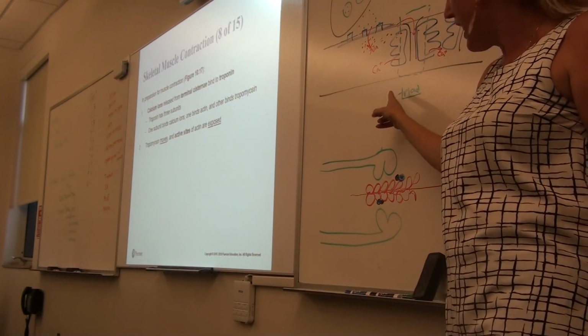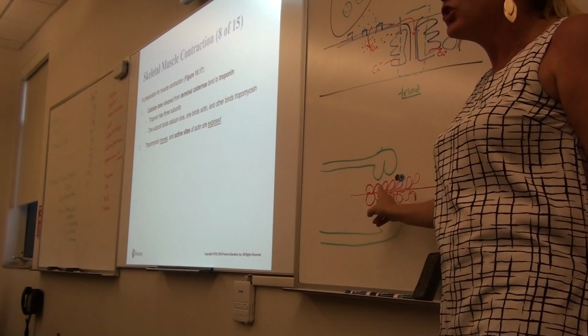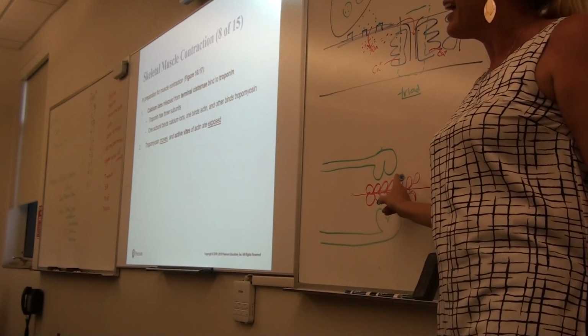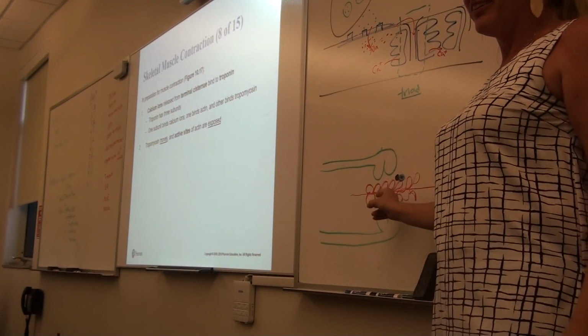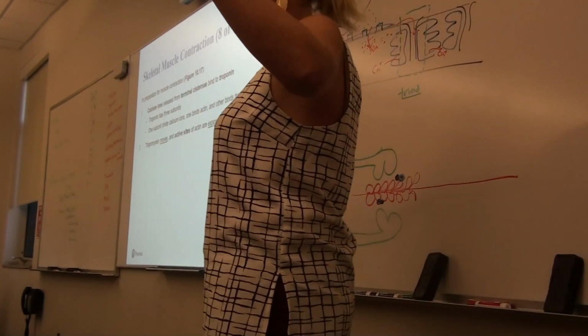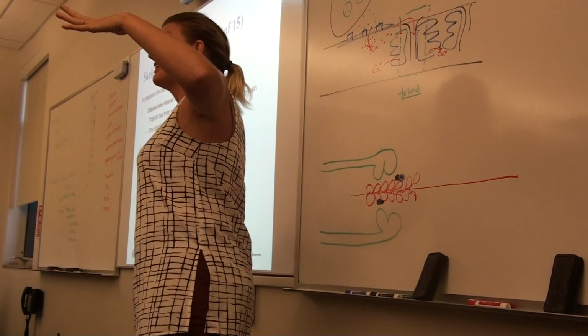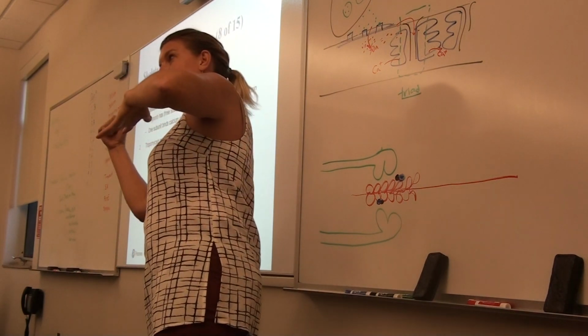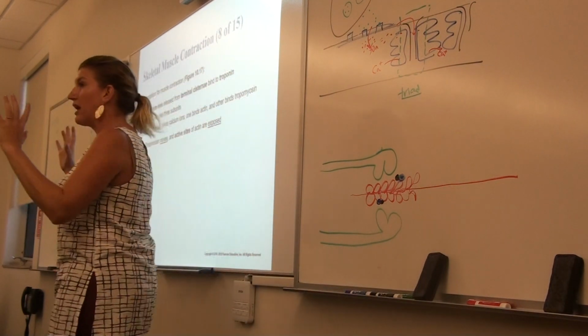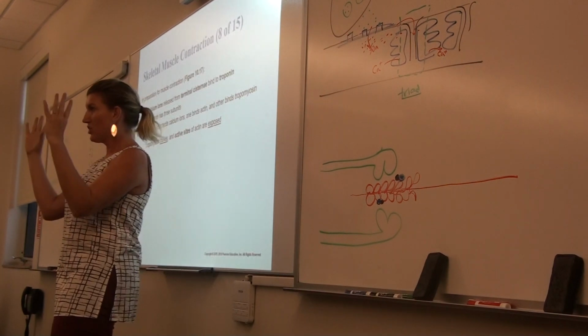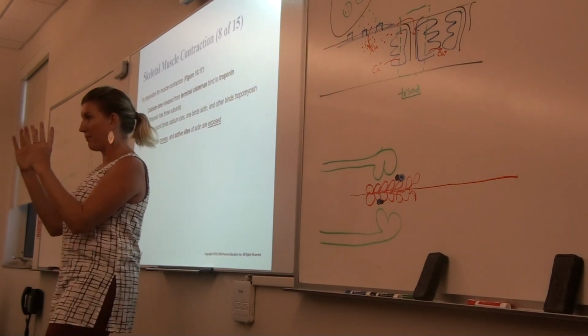Calcium comes in and binds to this troponin tropomyosin complex. And now she's loose. Now her legs are no longer crossed. And guess what? The myosin can get in there. Okay? It's all about connecting the two pieces so that this contraction can happen.